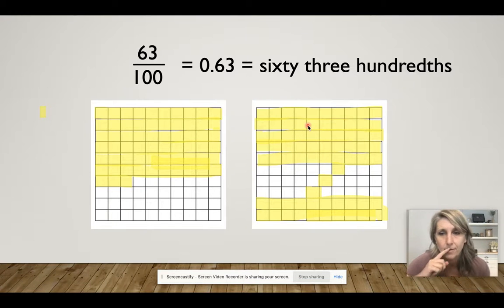Now you could have represented it another way. And actually, let's see. 10, 20, 30, 40, 50, 60, 70. Oh, I made a mistake on this one. This is actually showing 73 hundredths. So ignore this one. This is supposed to be 63 hundredths. And we could spread it out. It doesn't have to look exactly like this. We can show the quantity another way, minus the one that was colored in wrong. 63 hundredths.